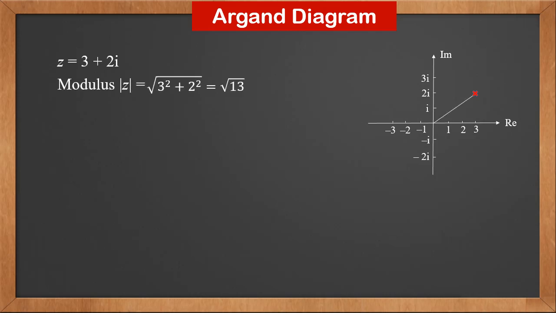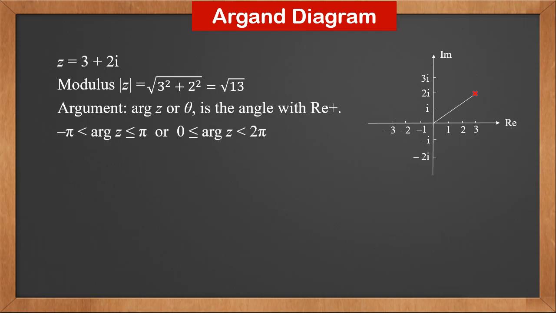The modulus of z is the distance from the point to the origin. Z's modulus is √(3² + 2²), which is √13. Z's argument is written as arg z, or theta. It is the angle of the line with the positive real axis.